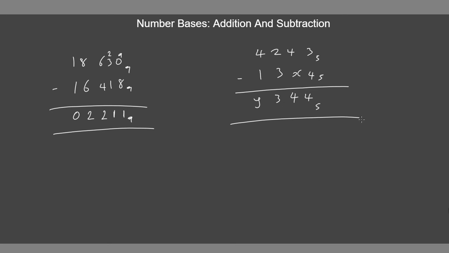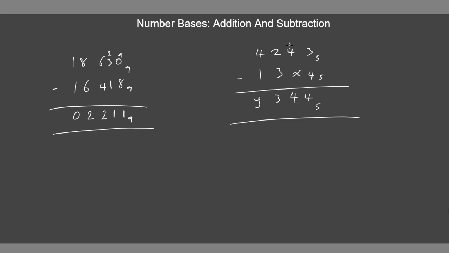So let's analyze it this way. What we need to do is this. Let's try to perform this subtraction and then figure out how to get the x and y. So what's 3 minus 4? We know that's not possible. It's not feasible. So we need to borrow 1 from the neighbor.